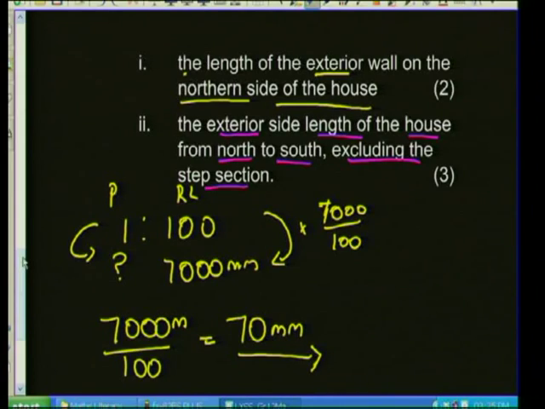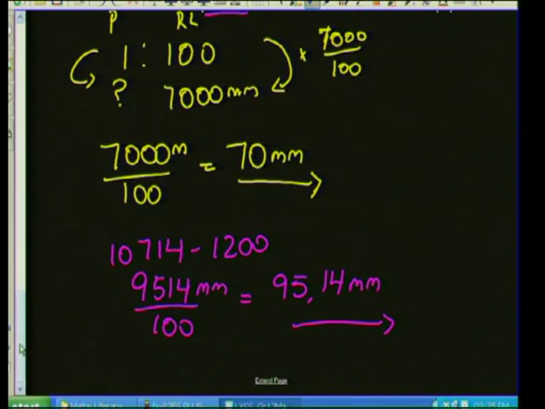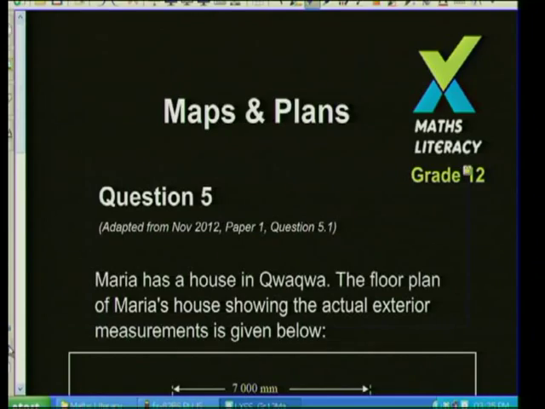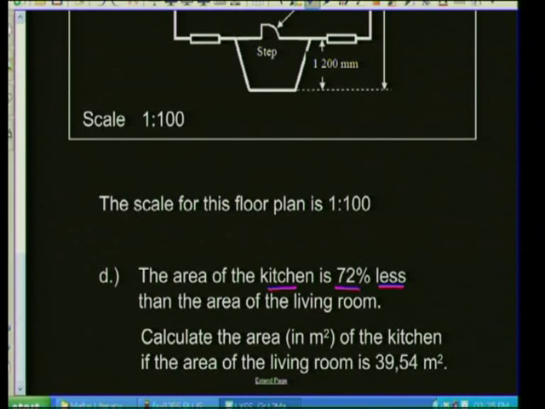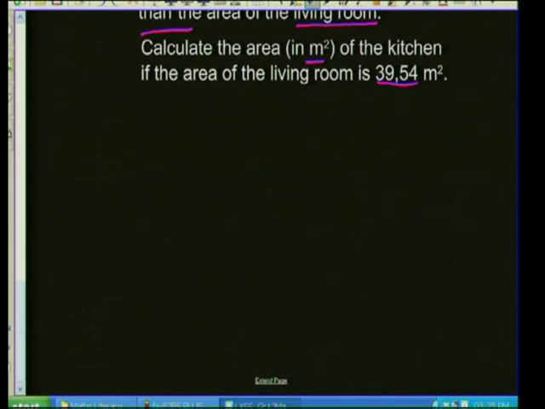So we answered the question. It says work out the exterior side length of the house from north to south, excluding the step section. We have done that. Now let's move on to the last part of our question, and the scale. We've got the scale again. The area of the kitchen is 72% less than the area of the living room. Calculate the area in meters squared of the kitchen if the area of the living room is 39.54 meters squared. So what do we know?